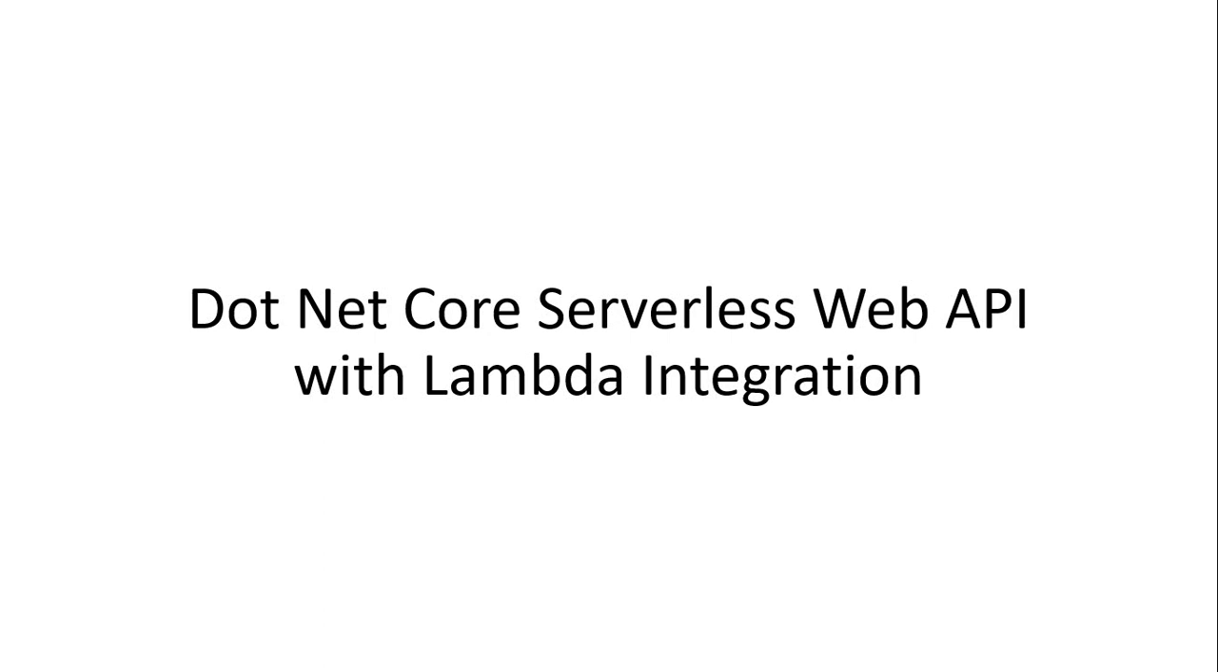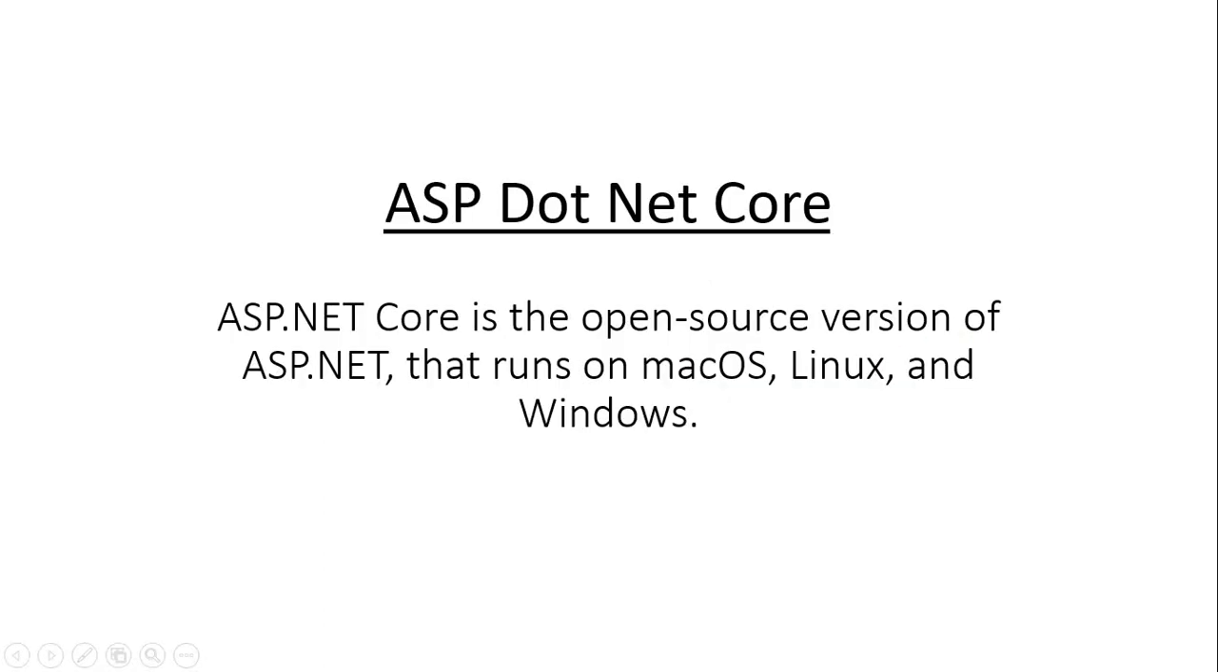Today we are going to see how to create a serverless web API in ASP.NET Core using a Lambda function, and we are going to call it through an API gateway. So before jumping into the hands-on, let me brief you about the technologies which you are going to use.